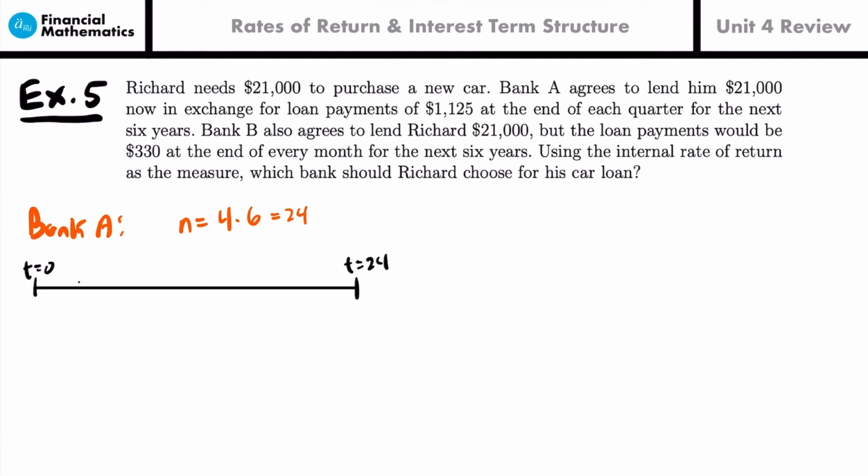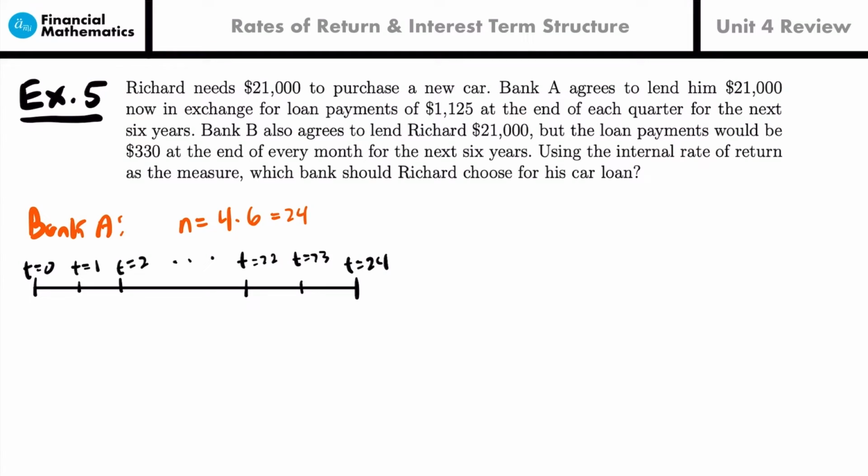All right, so then we'll have time 1, time 2, and then I'm going to skip ahead to time 22 and time 23 up to time 24. Okay, because the payments are going to remain the same throughout those 24 quarters. The important thing to notice is that there are 24 of those payments.